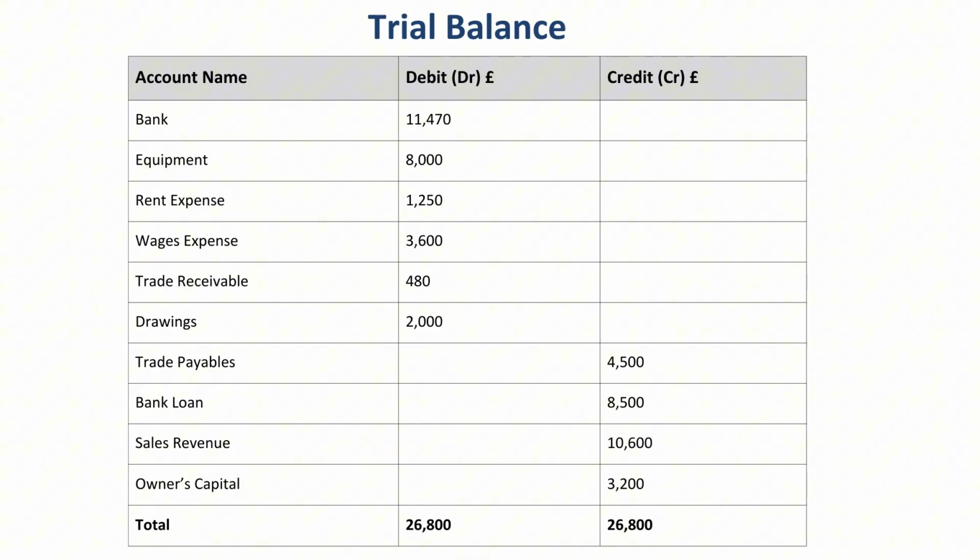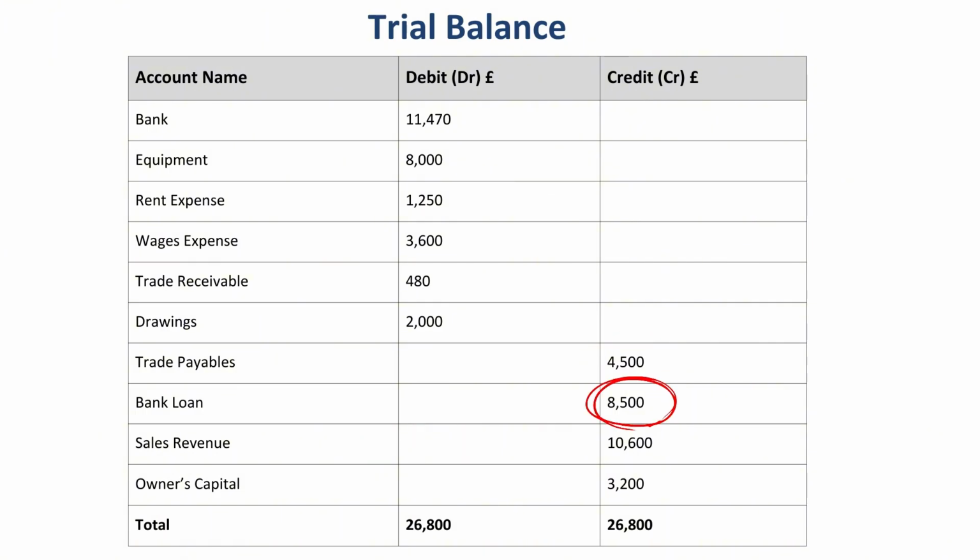Let's look at the credit side accounts. These include liabilities, income and capital. Trade payables is £4,500. Trade payables represent amounts the business owes to suppliers. Liabilities increase on the credit side, so any outstanding supplier balances appear here in the trial balance.